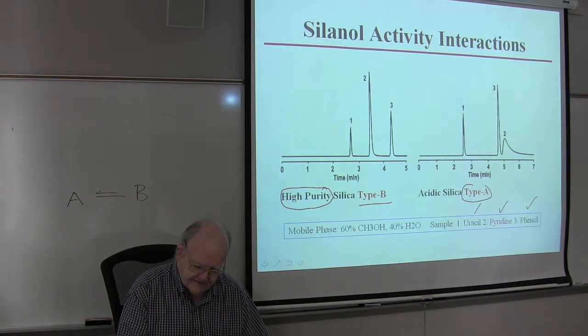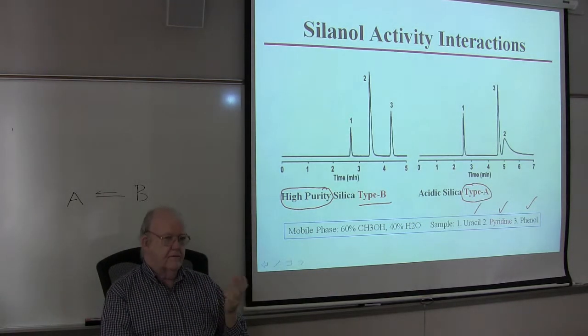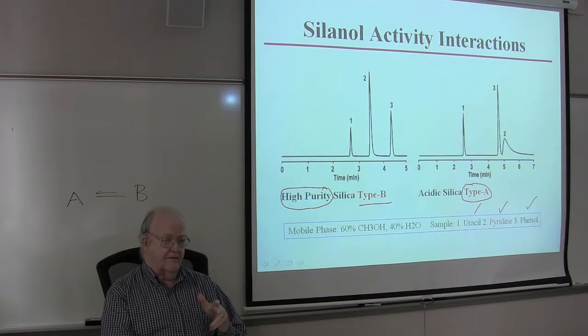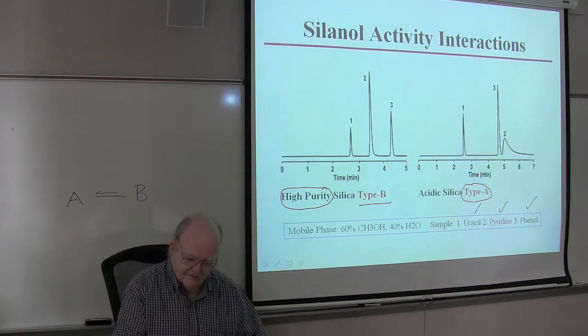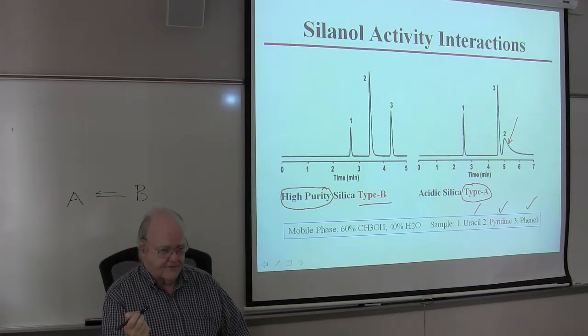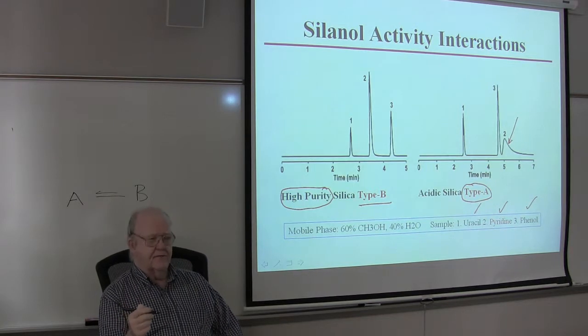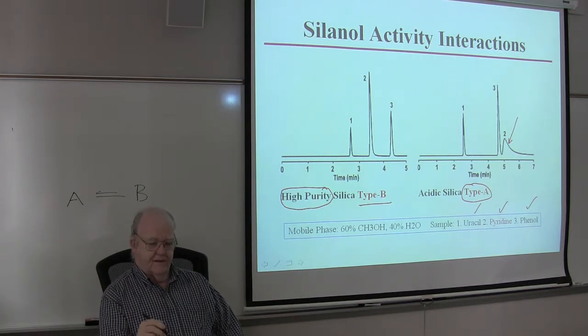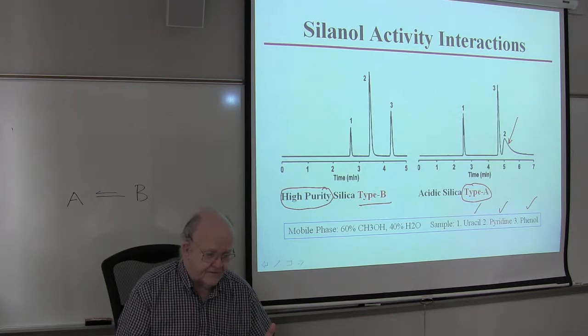But if you use a type A silica, which means a low purity silica, silica that's contaminated, when I say low purity, we're talking subparts per million metal, that is enough to give you an exceedingly ugly peak for pyridine. It's quite possible that this interaction could be so strong that you won't even see the pyridine come out under these mobile phase conditions. And you have to do something to the mobile phase to make the pyridine come out on certain stationary phases.